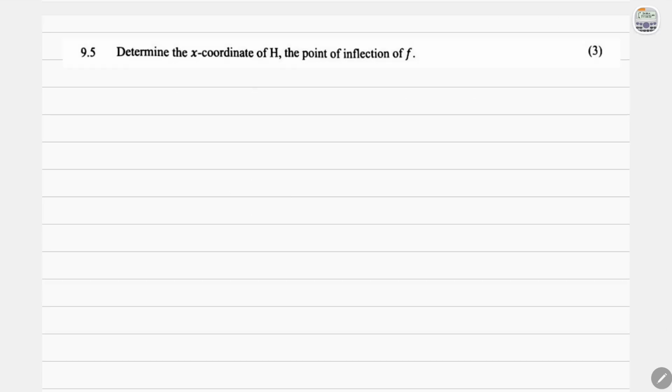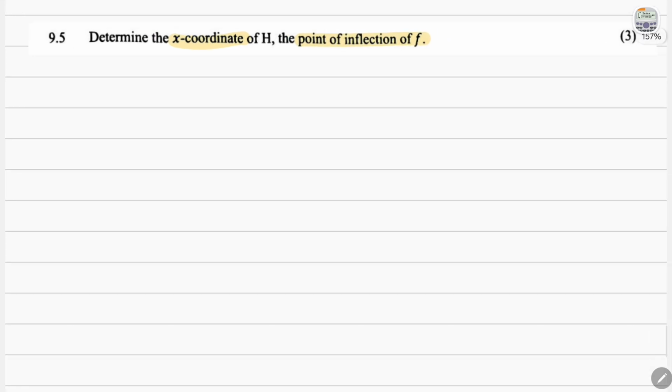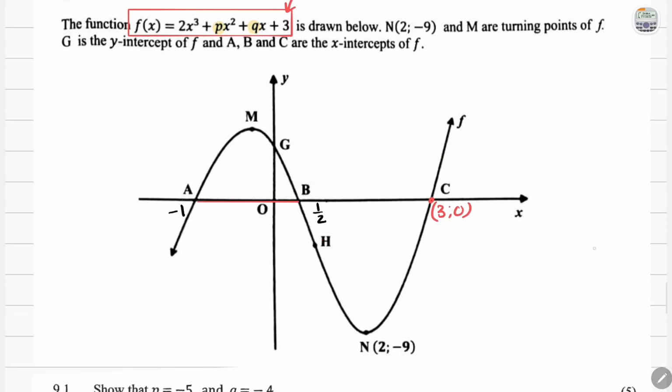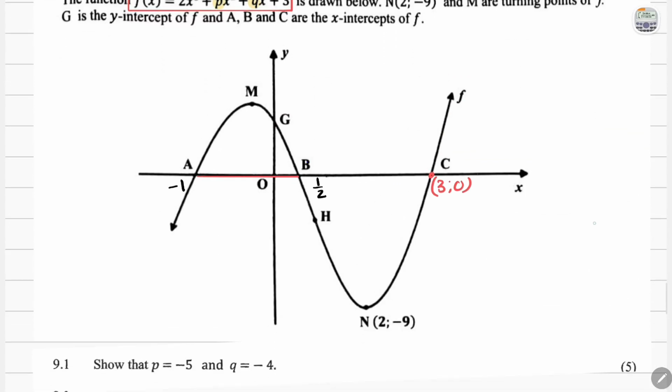Question 9.5 says, determine the x-coordinate of h, the point of inflection of f. So you see we have a cubic function. How do we find the point of inflection? Remember that the point of inflection is just that point where the graph changes concavity. It changes from being concave down, in this case, to concave up. Okay, from a sad face to a smiley face.